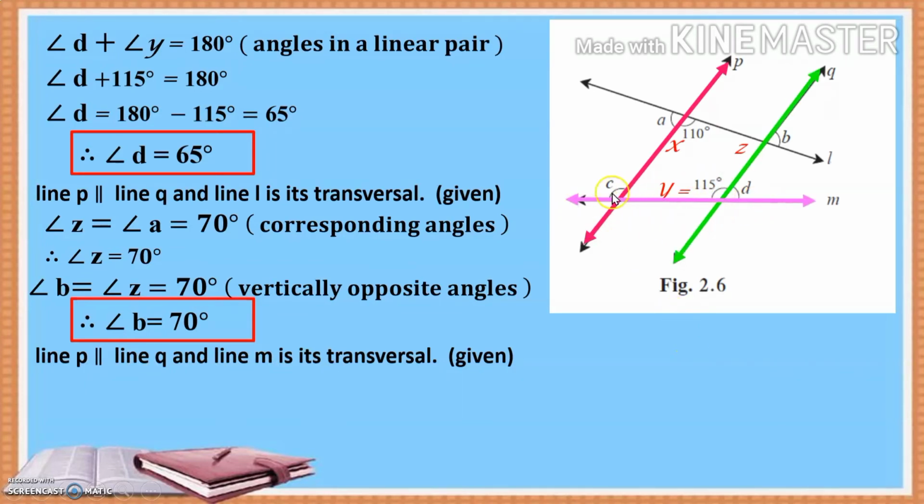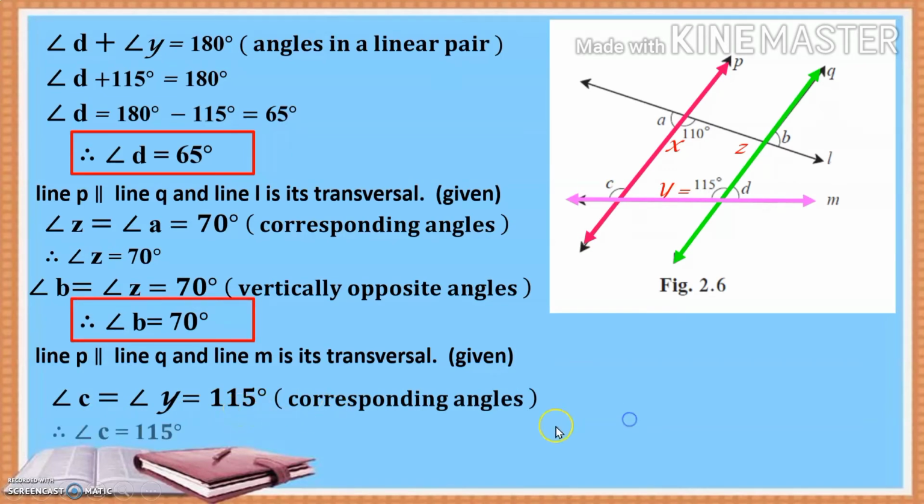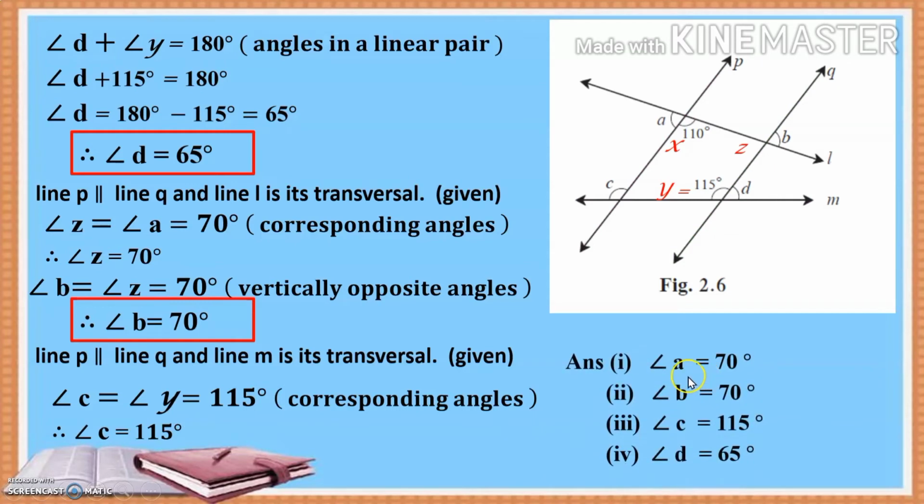Now for this line, angle C and angle Y are again corresponding angles. So we write angle C is equal to angle Y equal to 115 degrees, corresponding angles. Therefore, we can say angle C is equal to 115 degrees. So let's write the final answer. Angle A is equal to 70, angle B is 70, angle C is 115 and angle D is 65. You can put a box around this C.